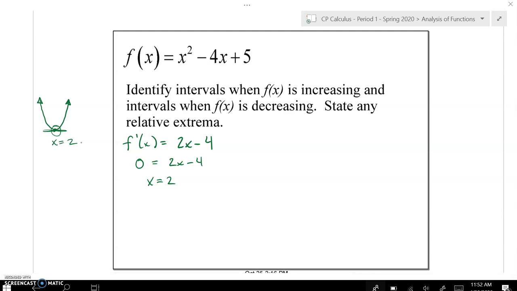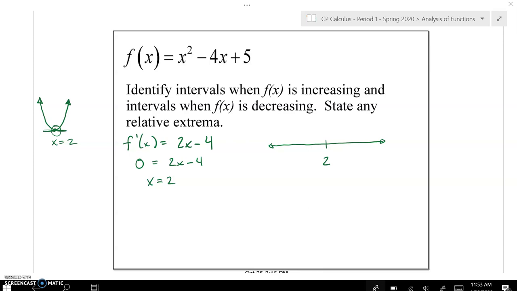When we have a function like this, the way to do that is we're going to set up a little number line. On that number line, we're going to plot our critical value, so x is equal to 2. If we had more than one critical value, we would plot more than one. Then we're going to decide what's happening on either side of that critical value. We know at that critical value our slope is equal to 0.